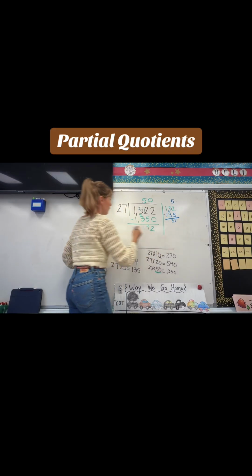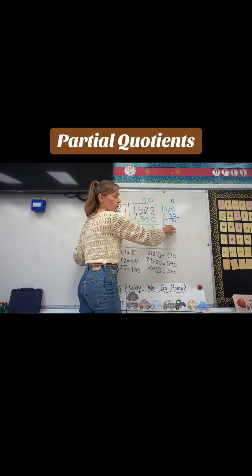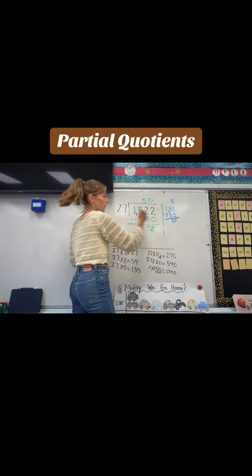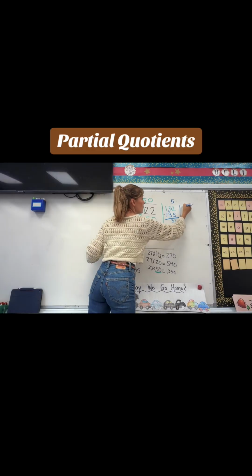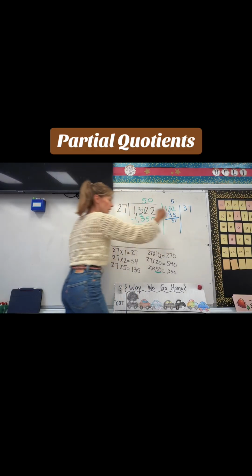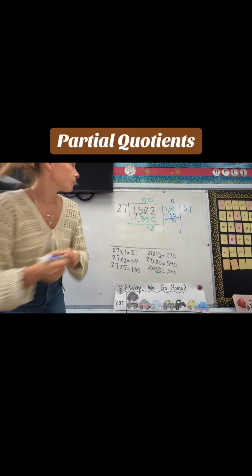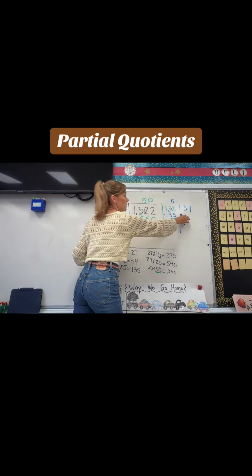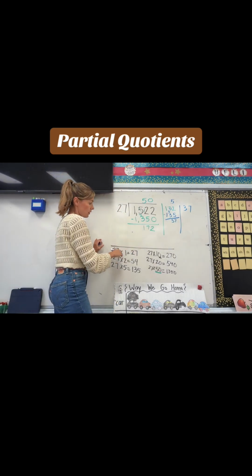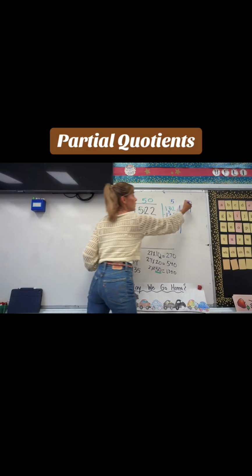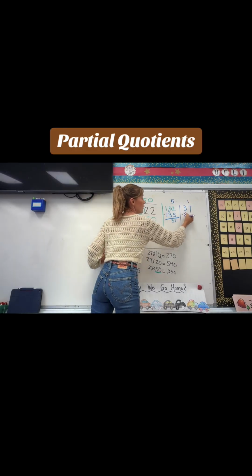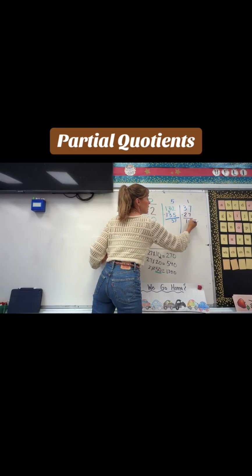I'm left with 37. I stop when I get to a number that's smaller than what I'm dividing by. 37 is not smaller than what I'm dividing by. So I draw a line and I move it over and I do it again. How many 27s, how close can I get to 37 without going over? I can get 1 27 in there. So I put a 1 up here. 37 minus 27 is 10.